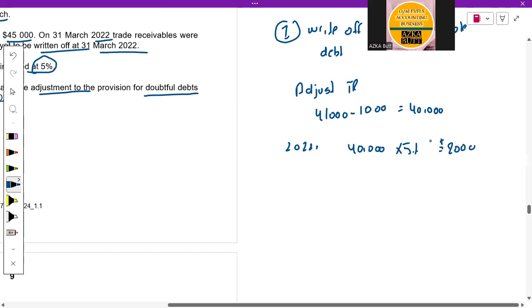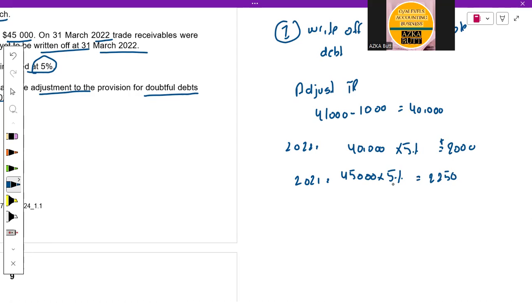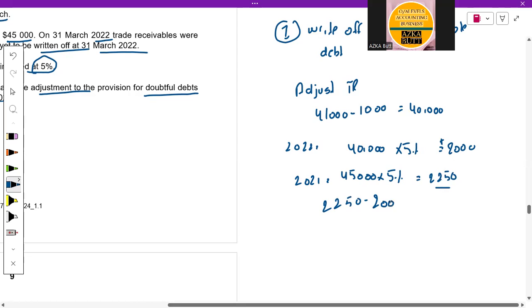And in step three, the provision for doubtful debt for the previous year in 2021 was 5% of $45,000. So for 2021, $45,000 multiply 5%, and this is equal to 2250. So in step four, we will be going to calculate a change in provision. So the provision for doubtful debt decreased from 2250 in 2021 to 2022. So the decrease in provision was 2250 minus 2000 is equal to 250.